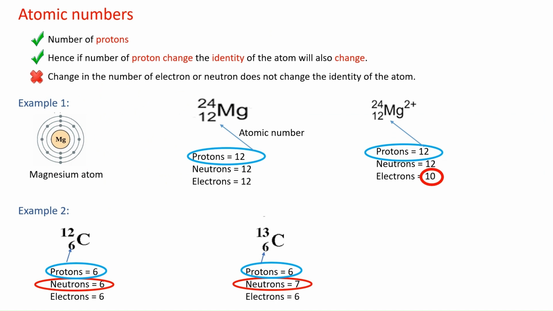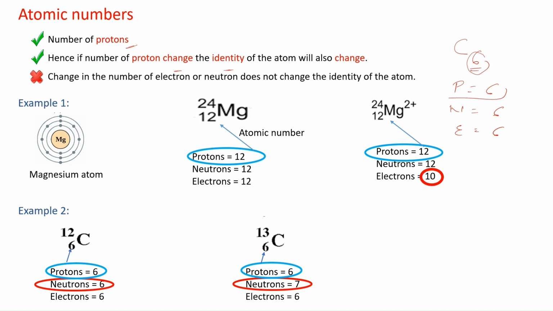Now come to the atomic number. The atomic number depends upon the number of protons. Because the number of protons is not changing, the identity of the element remains the same. The identity of the element depends upon the number of protons it carries. For example, we know carbon. We call it carbon 6. The atomic number of carbon is 6. Why? Because carbon carries 6 protons. Though it also carries 6 neutrons and 6 electrons, the atomic number 6 comes from the protons. So the atomic number depends upon the number of protons.